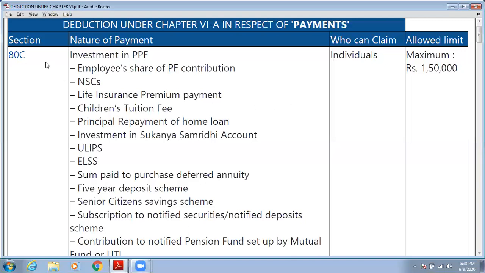The first deduction is 80C. The section of the first deduction is 80C. So see, what is it? What is the deduction 80C?